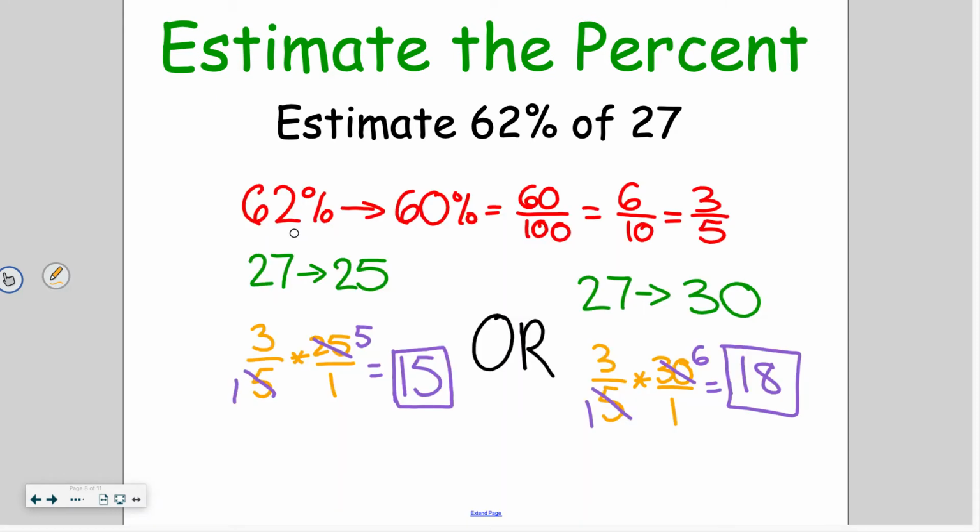The nearest percent to 62 is 60, which is 60 out of 100, 6 out of 10, 3 out of 5. 27 is close to 25, which can give you 15, or 27 is close to 30, which can give you 18. So for some of them, there are two options. So if you got 15 or 18, both of those answers are correct.